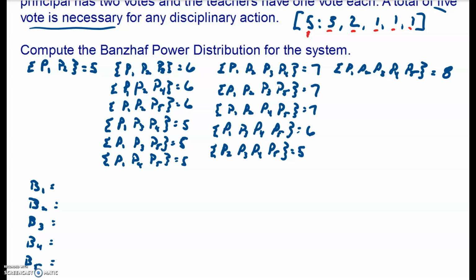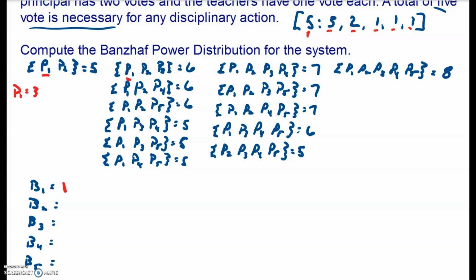So we have to remember that player 1 has a total of 3 votes. So I find all of the coalitions that have player 1 in it. Here's the first one. If I take 5 and subtract 3, that gives me a 2. That's no longer going to pass. So player 1 is definitely critical in that example.